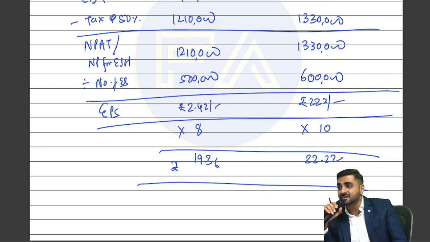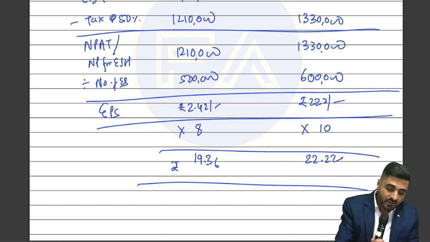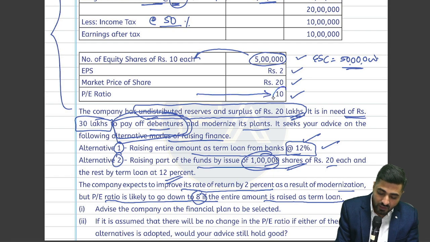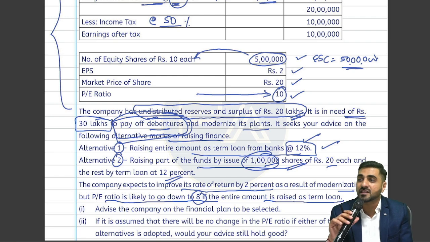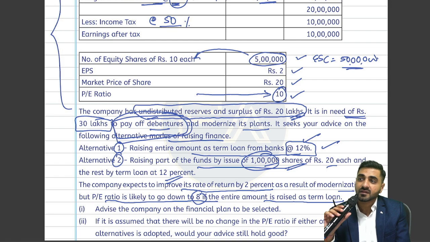You have understood what? Because in the first plan only they have told that the P/E ratio will go down if we take the entire money. Here, please, in the first plan we are not taking the entire amount as loan. Yes or no? Right?